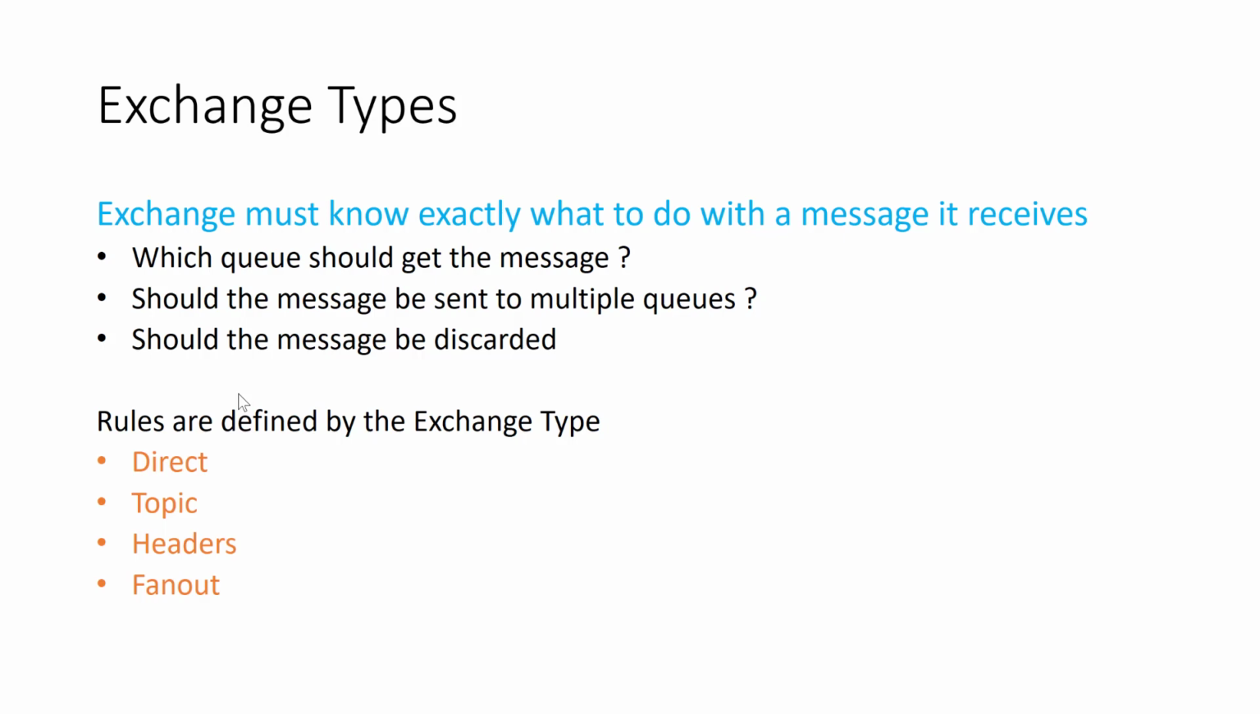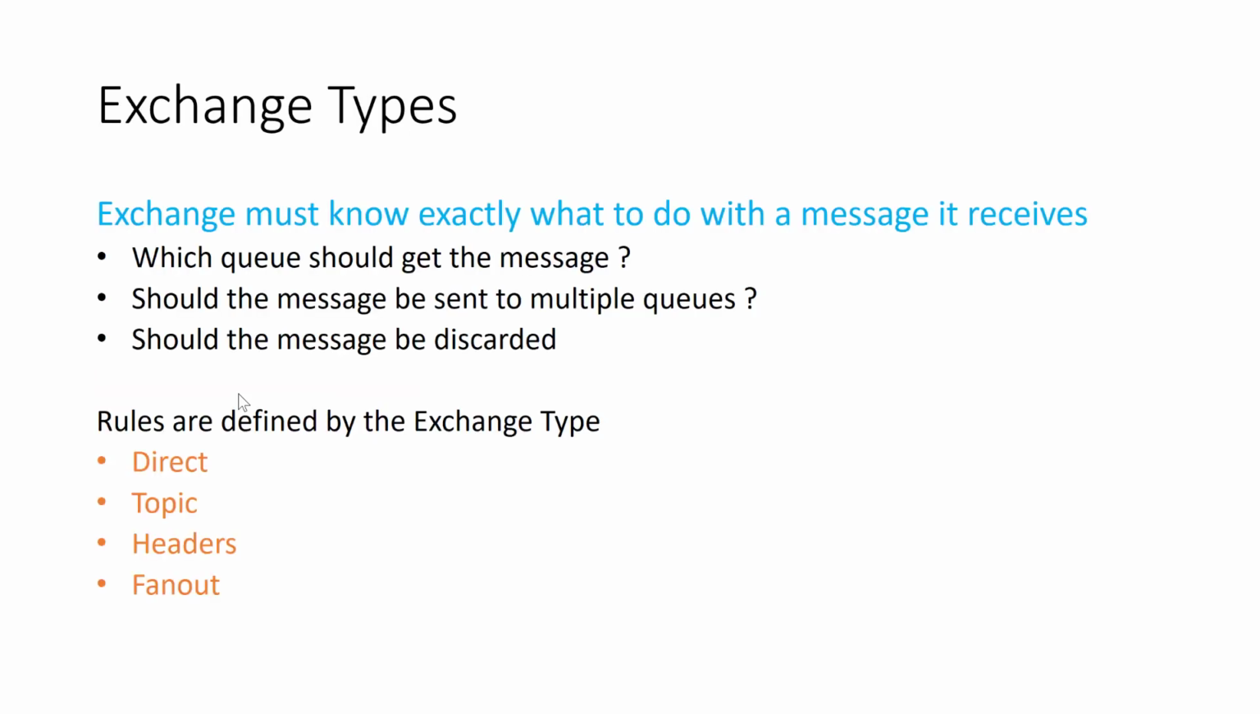As we saw in the previous slide, the producer never interacts with the queue. The producer always sends the message to the exchange. So it's the exchange that must know exactly what to do with the message that it receives from the producer. The exchange should know which queue to send the message to, and it should also know whether to send the message to multiple queues or whether the message should be discarded. Now, the rules define the type of exchange, and there are four different types of exchanges, and we'll talk about each of them in the next few slides.